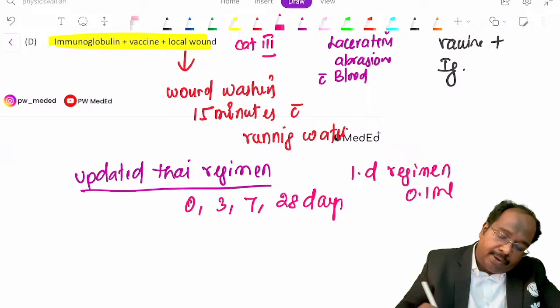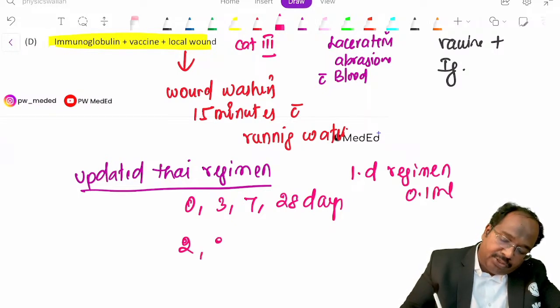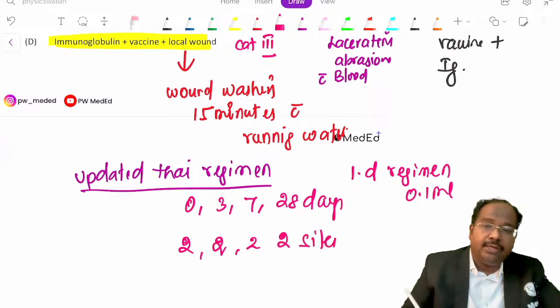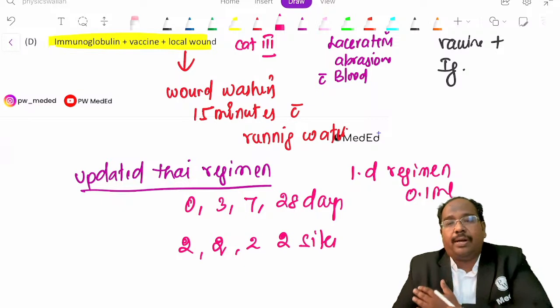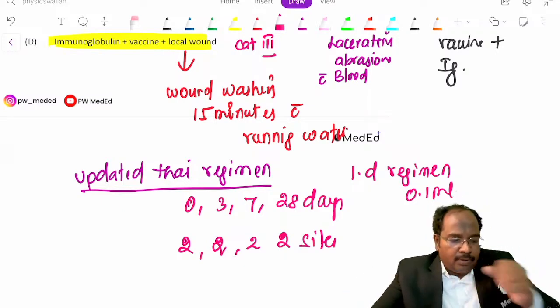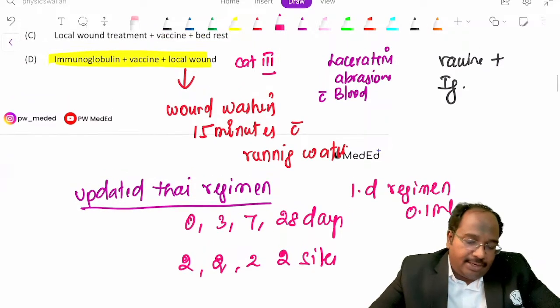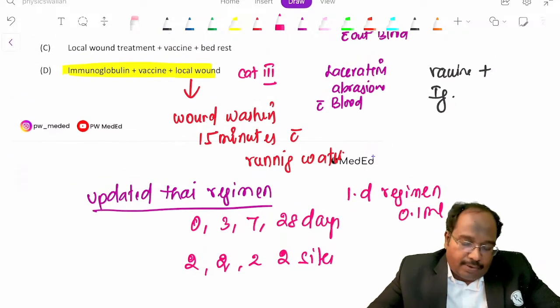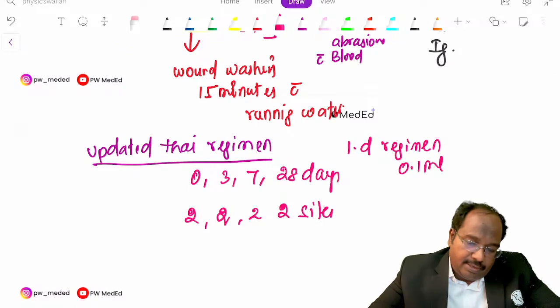0.1 ml, but every time you have to provide at 2 sites, 2 sites each day. So if you are providing 0.1 ml in the left arm, you also have to provide 0.1 ml in the right arm. This is the updated Thai regimen, guys, the intradermal regimen. We'll go to the next question.